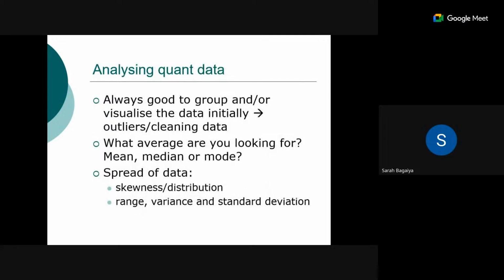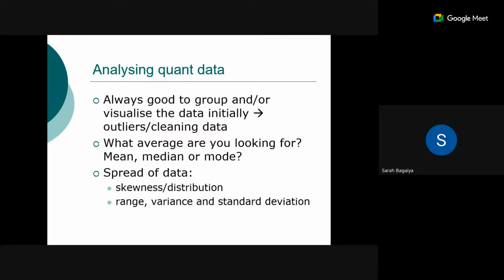So analyzing quantitative data. It's always good to group and/or visualize the data initially so that we can see what the data is saying, how the data is looking. We can see if there are any outliers, and then it's also important to clean the data before we begin proper analysis. We need to know what averages we're looking for. Are we looking for the mean?